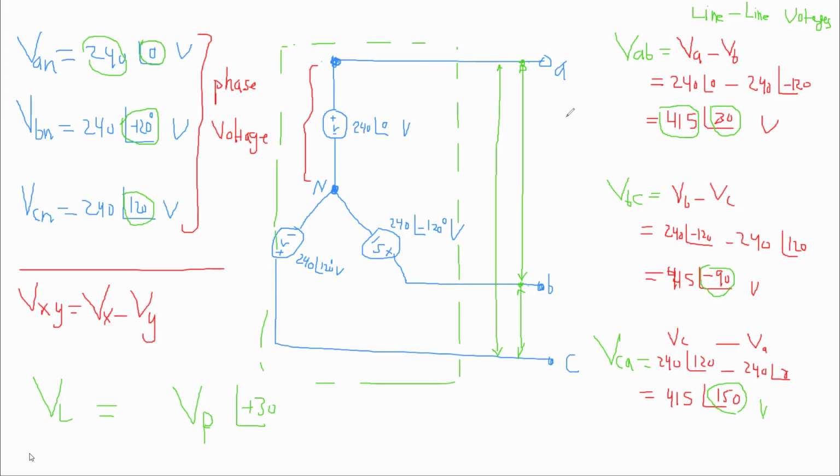If you divide 415 by 240, you're going to find it is exactly square root of 3. So if I don't have the line voltages and I have the phase voltage for Y connection, take the magnitude multiplied by square root of 3, take the angle, and add 30 degrees. This is the relationship between line voltage and phase voltage for Y connection.